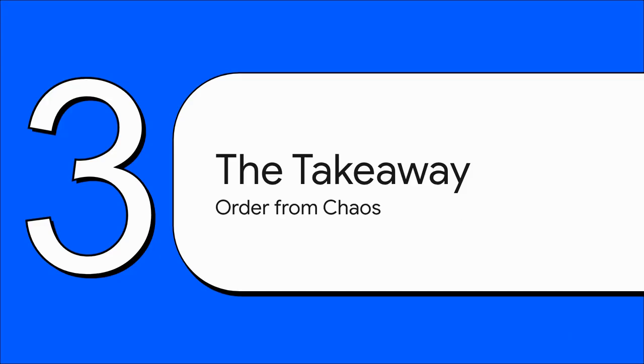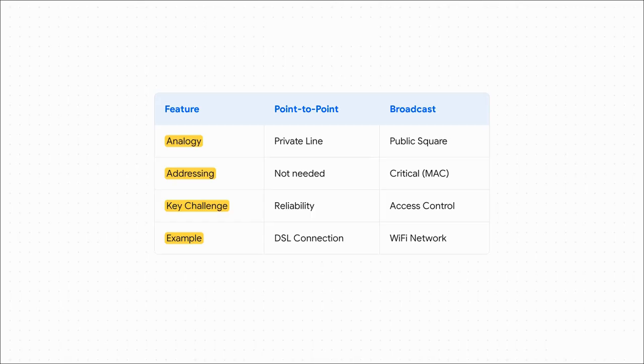So we've got these two completely different worlds, the simple private line on one hand and the complex public square on the other. How do our modern networks manage to reconcile these two ideas to give us the speed and reliability we all expect? All right, let's just break it down side by side. With the private line of point-to-point, the main challenge is just reliability, and you don't need addressing at all. But in the public square of a broadcast network, the big problem is controlling who gets to talk and when, which makes addressing with those MAC addresses absolutely critical.